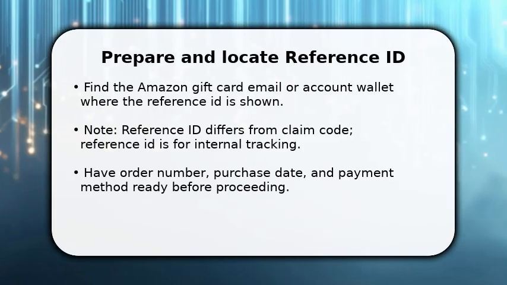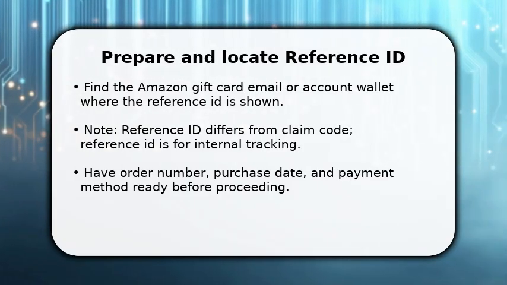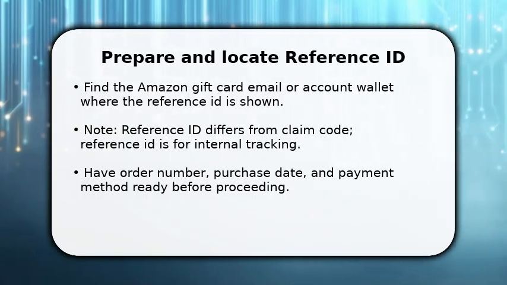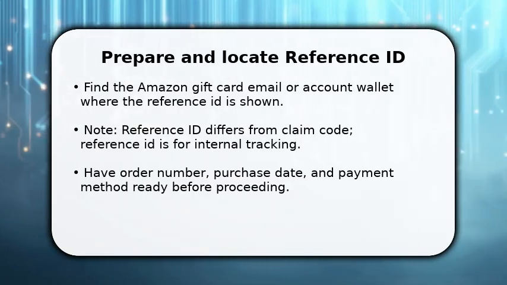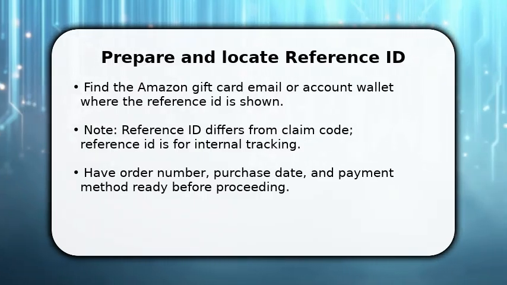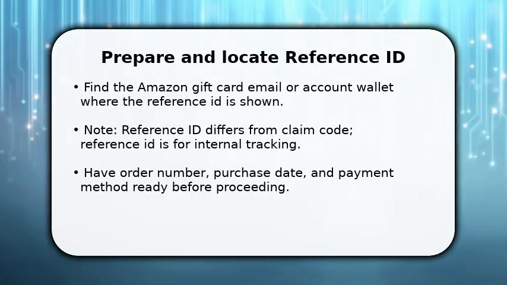Enjoy the video. You start by locating the reference ID printed in the gift card email or in your Amazon wallet. Once found, write down the order number and purchase date so you can cross-check quickly. Make sure the reference ID is not confused with the claim code. One is for tracking while the other redeems value. If you bought multiple cards, label each reference ID to avoid mix-ups.